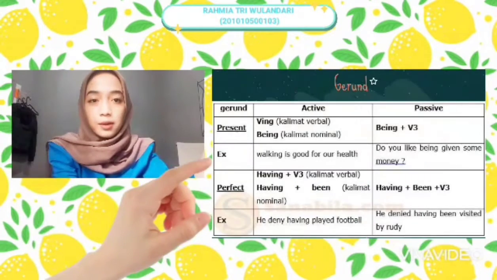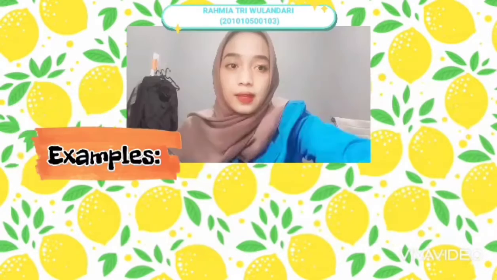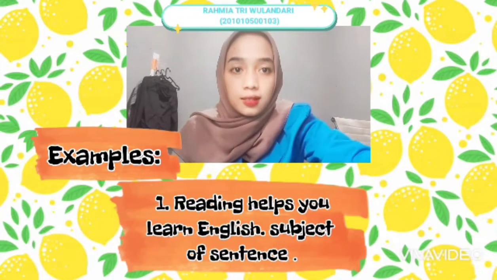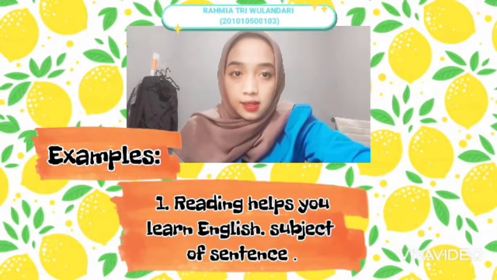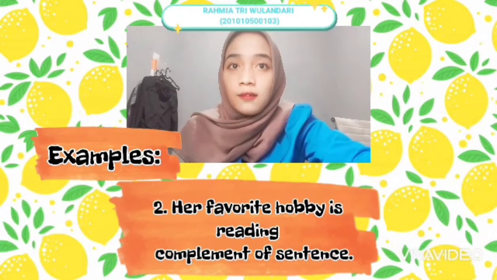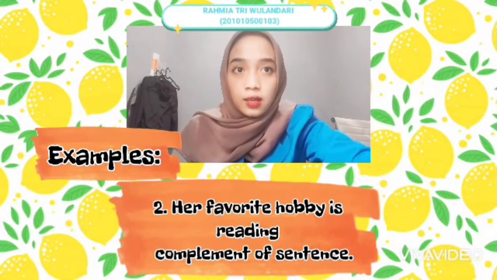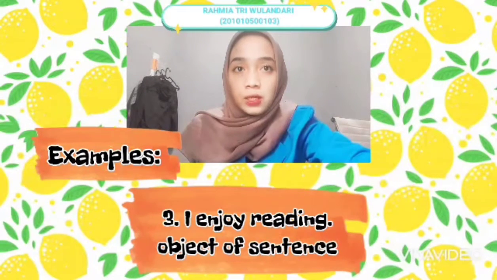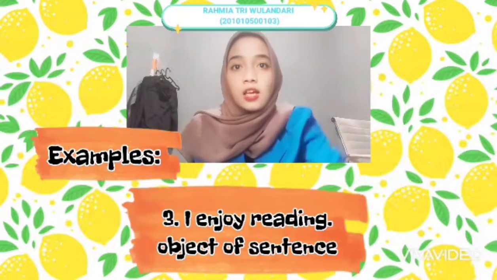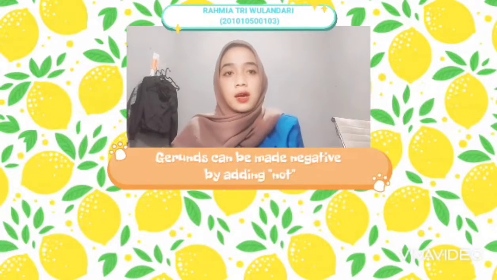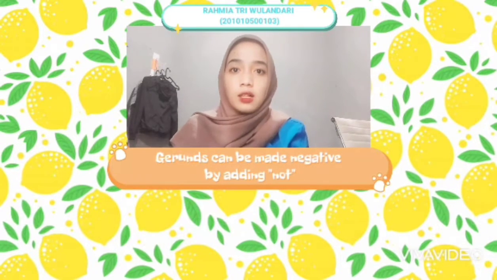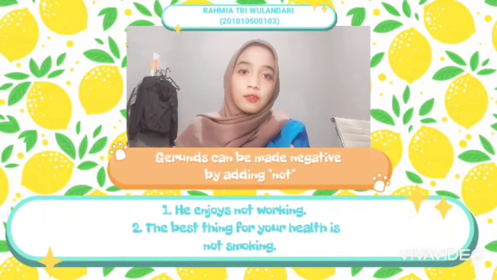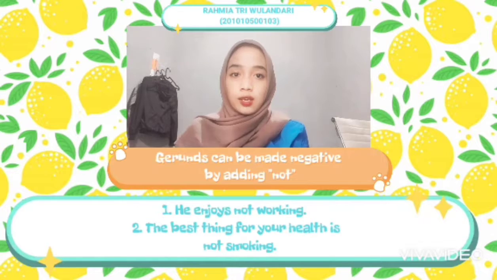The following table shows gerunds. Examples: 1. Reading helps you learn English, subject of sentence. 2. Her favorite hobby is reading, complement of sentence. And 3. I enjoy reading, object of sentence. Gerunds can be made negative by adding not. Example: 1. He enjoys not walking. And 2. The best thing for your health is not smoking.